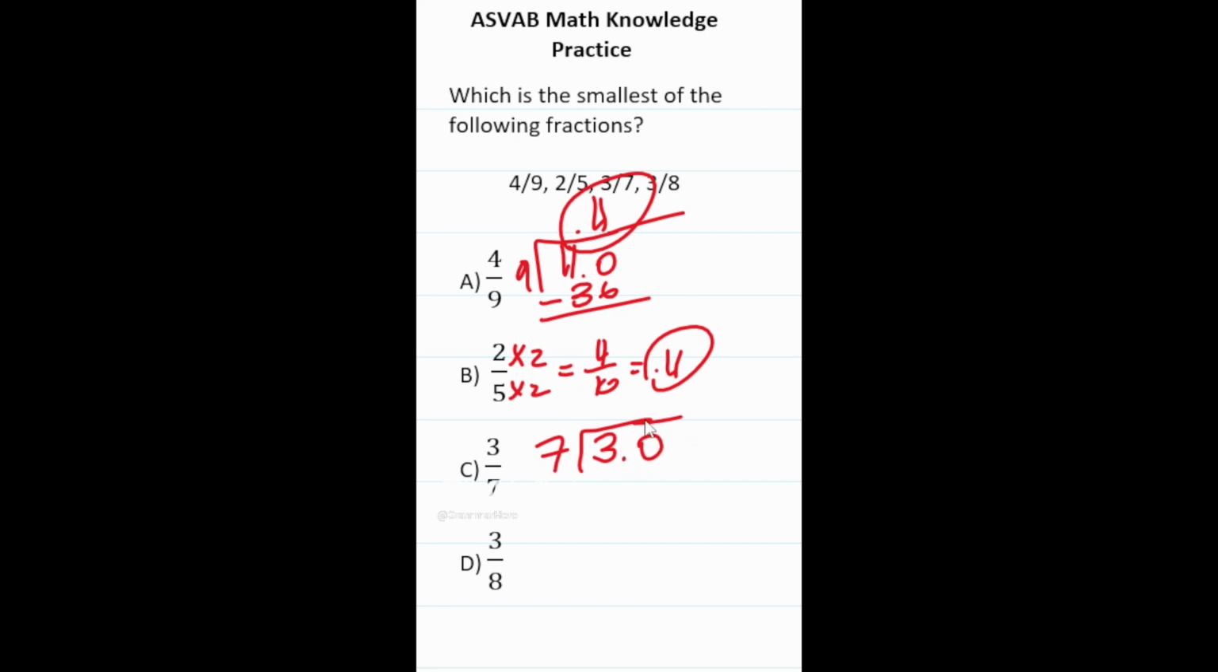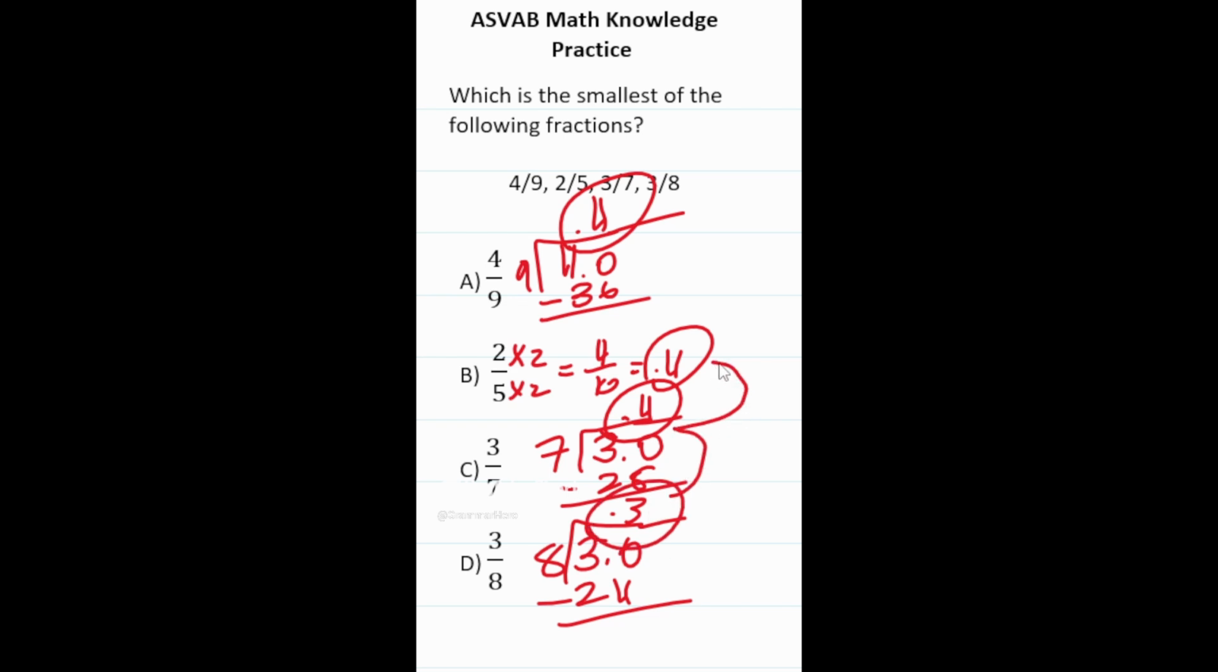Add a decimal and 0 placeholder, bring that decimal up. 7 times 4 is 28. We're not going to keep working it out. This is 0.4 something. 3 divided by 8, add a decimal and 0 placeholder. 8 times 4 would be 32, which is too big. 8 times 3 is 24. So you should see that 0.3 is smaller than 0.4 something, and exactly 0.4. So the correct answer to this one is D.